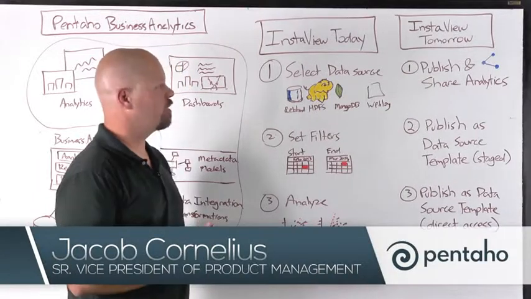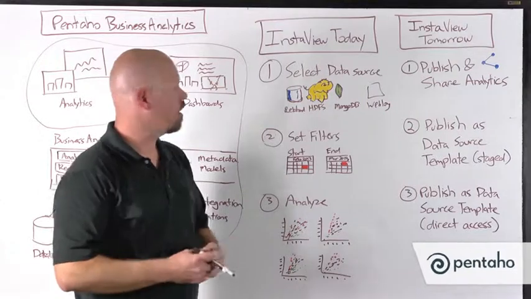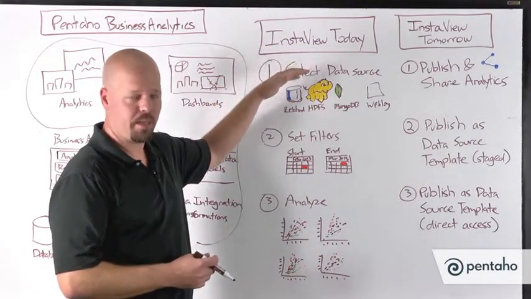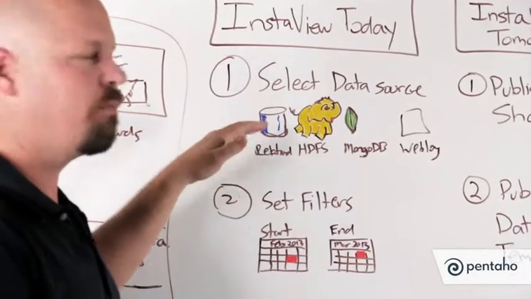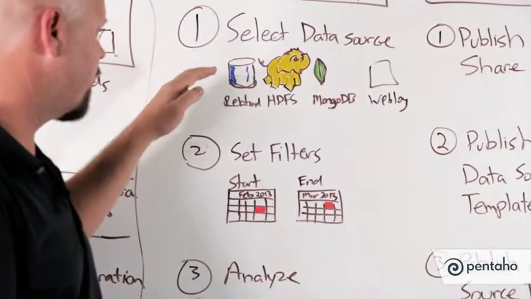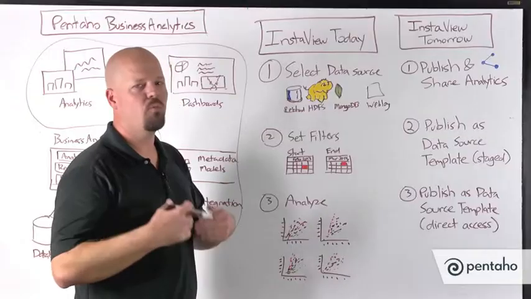So finally, I want to spend a little time talking about where we're taking the Instaview product line in the future. As I mentioned before, we released Instaview with our 4.8 release, and it's a desktop application that helps us hide the complexity of pointing at either solution-based data sources or complex data sources and quickly getting end users to analytics. So where do we take it from here?